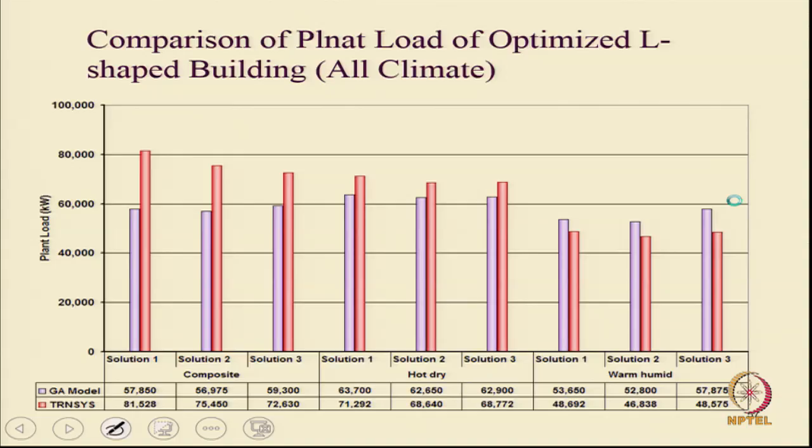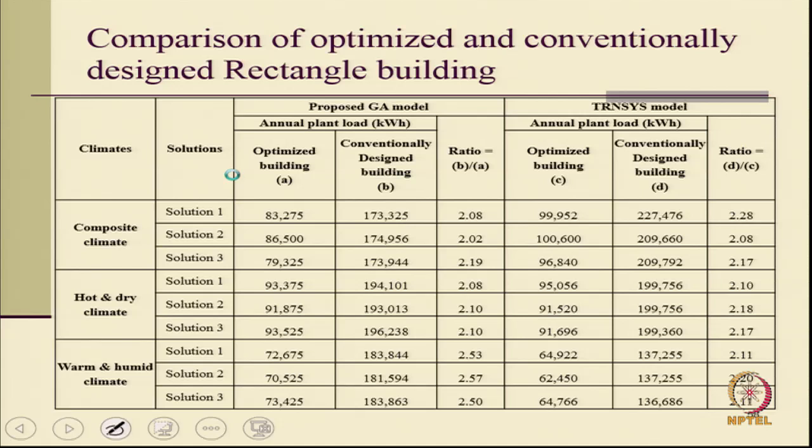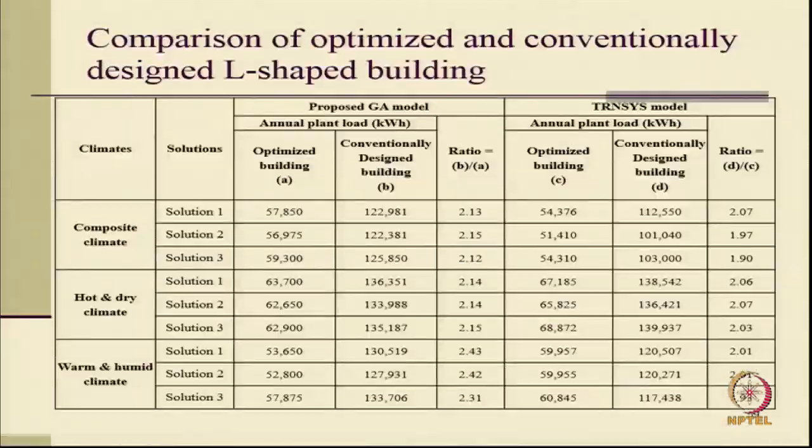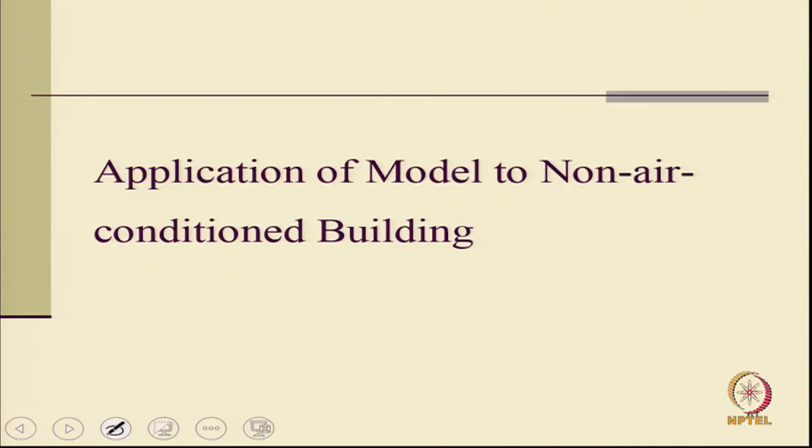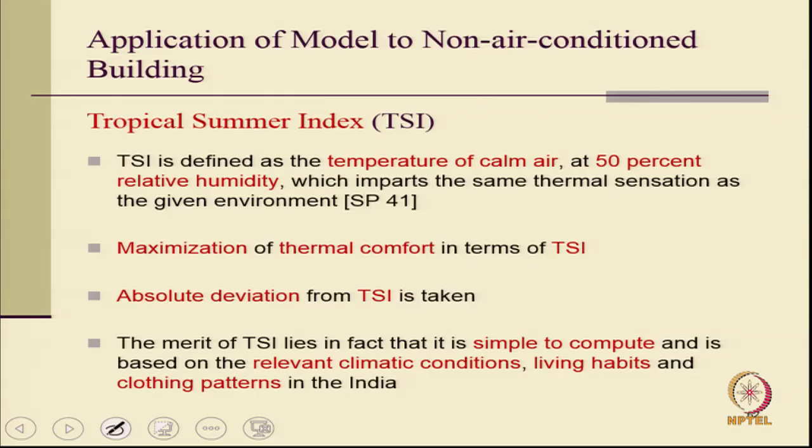The L-shaped building also will show you similar results. This is from the admittance procedure, the optimal ones, and this is from the software, and similarly this again from the software. So, in all cases it would give you much better results than a conventionally designed building. So, this is fine, but I think I will just tell you about the non-air-conditioned building at the last part of it.